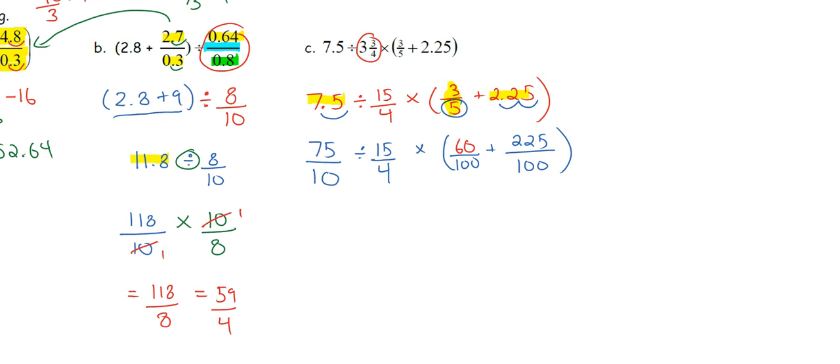Okay, so the reason why I did that was because I want to have the same denominators. So if I convert 2.25 into a fraction, I get 225 divided by 100. And all I want to do is get the denominators here and here the same. So the least common multiple there should be 100. So all we have to do is multiply 3 over 5 by 20 to get 60 over 100.